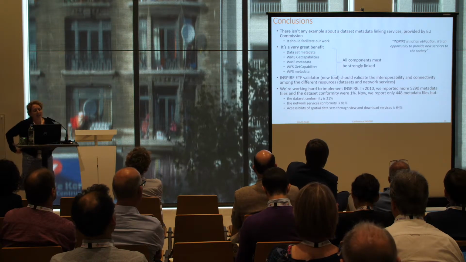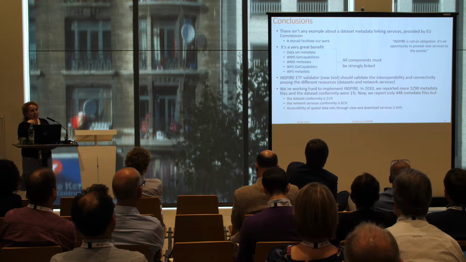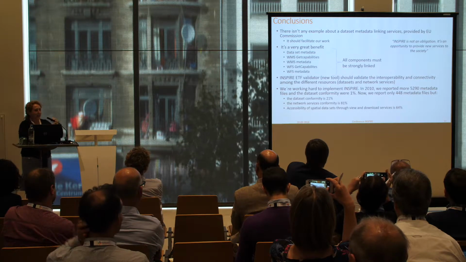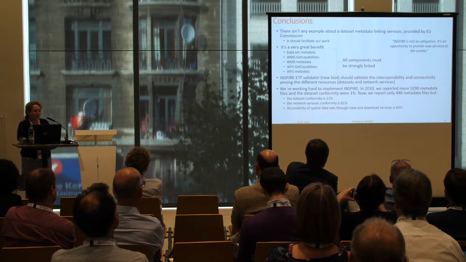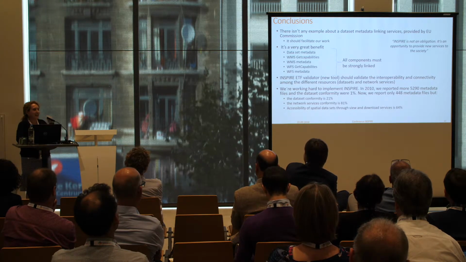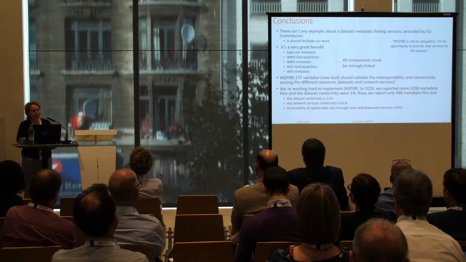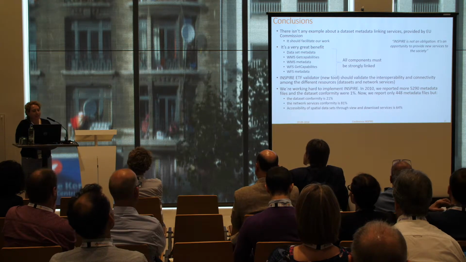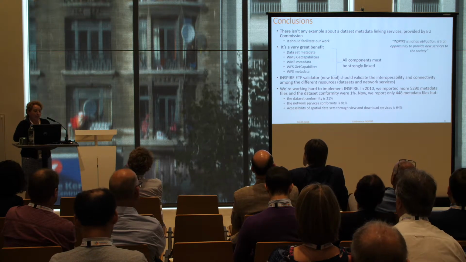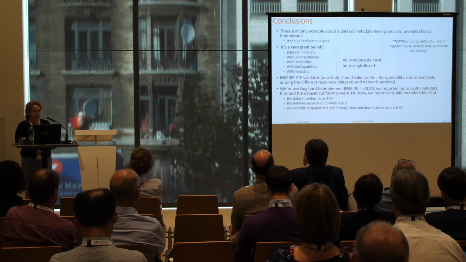And I've just finished, and my conclusion is I would like the Commission to provide a sample, a good example, about dataset, web map service, and web feature service GetCapabilities with a lot of layers and feature types. It should facilitate our work, because in the thematic viewer, this year I entered the Czech, Maltese, and French ones. Well, all components must be strongly linked. It is a very great benefit. And I would like the new validator to consider the interoperability and connectivity between the different resources.